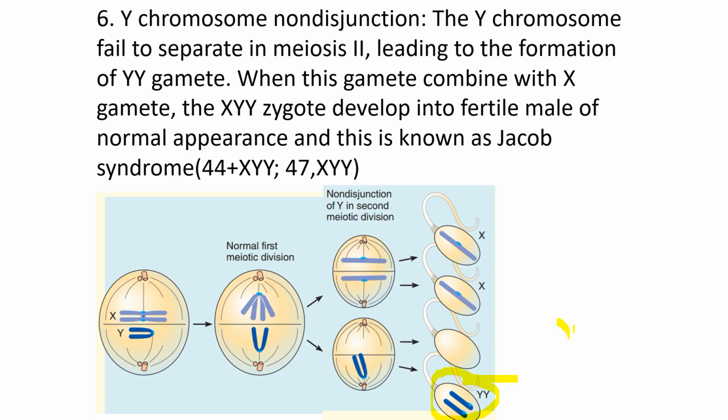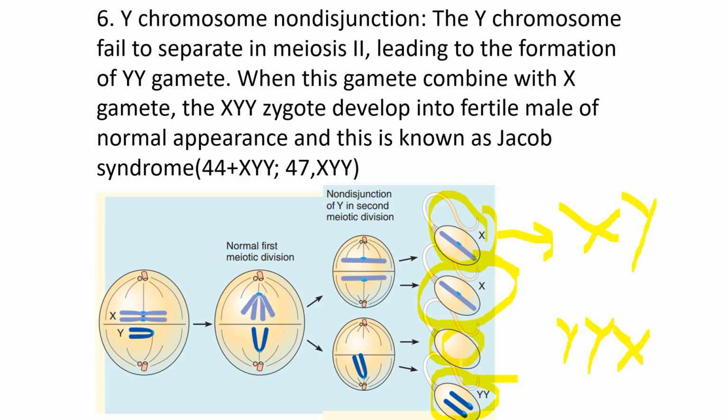So when a YY sperm fertilizes an X gamete, it becomes XYY, right? If this sperm fertilizes an egg, what happens? You get a normal individual with X, Y. The same goes for this sperm. What about this sperm here? If it fertilizes an X gamete, you get an XO, right?